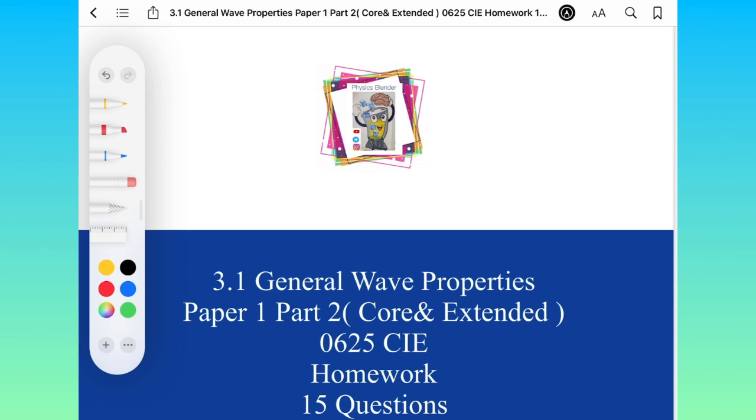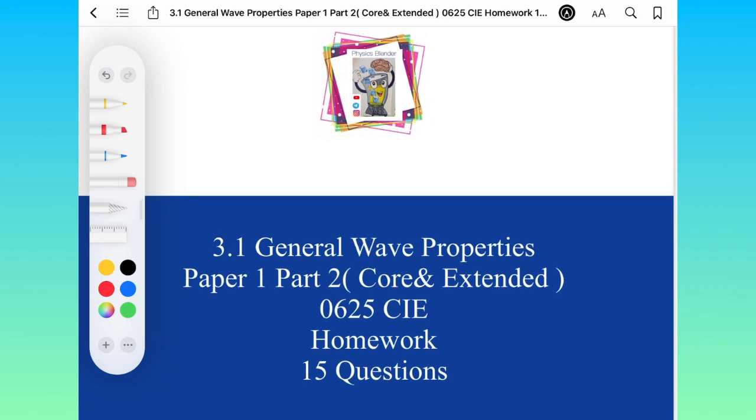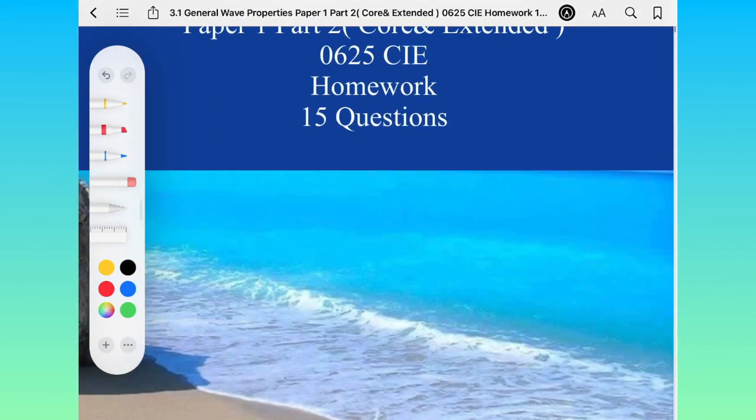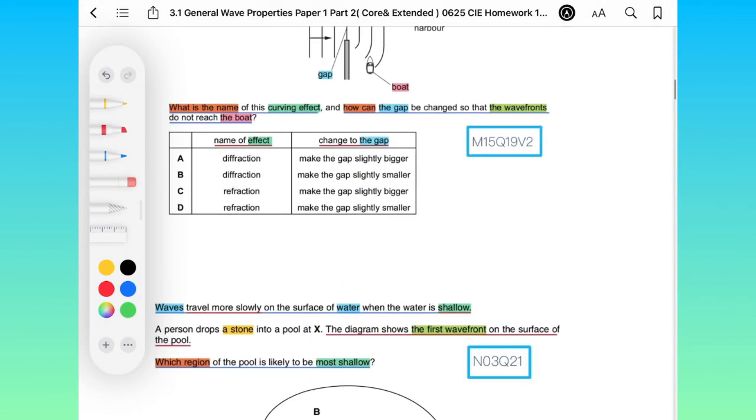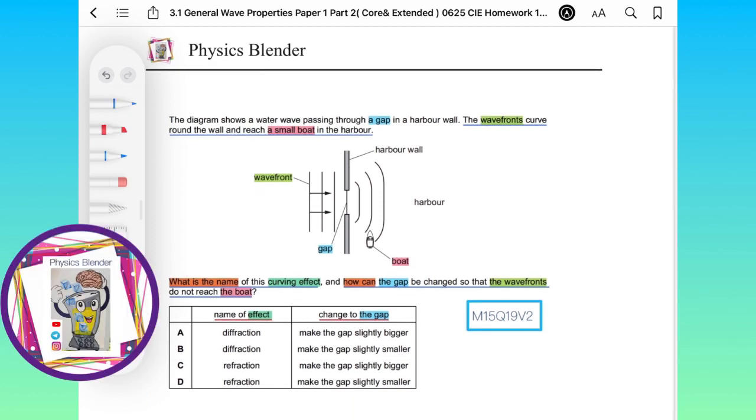Hello everyone, welcome to Physics Blender e-learning platform. Today we are discussing checking your answers. You have homework about general wave properties, paper 1 for core and extended candidates. Okay, let's start with question 1. We are talking about diffraction here.